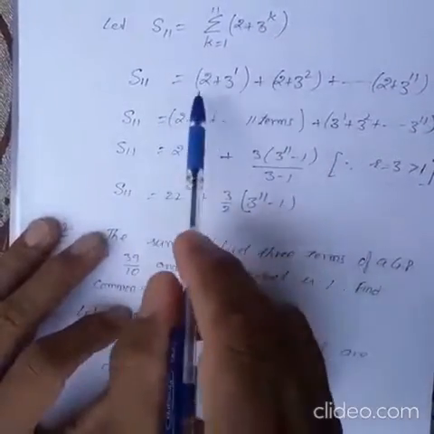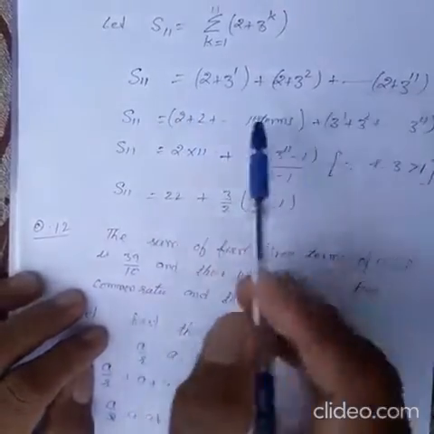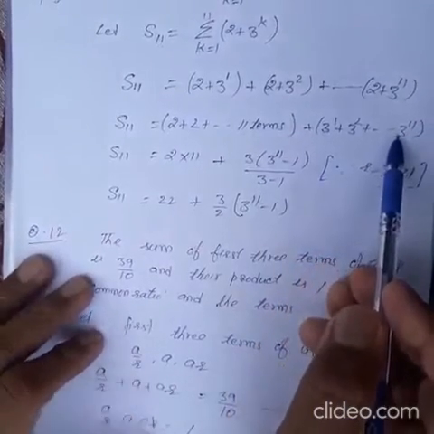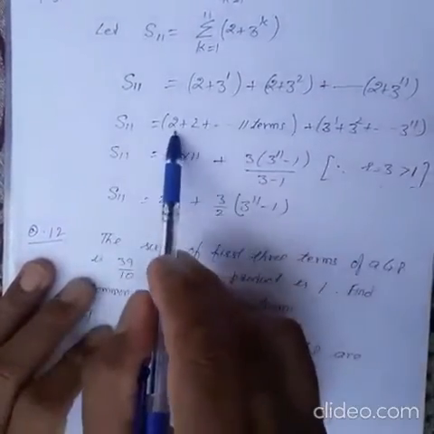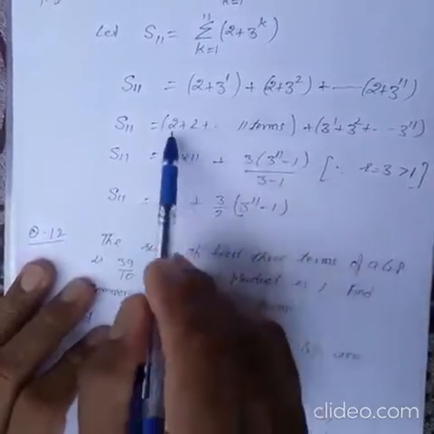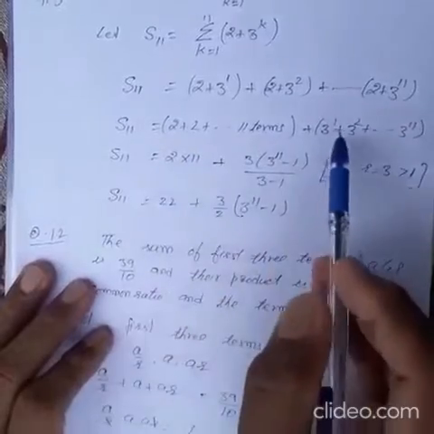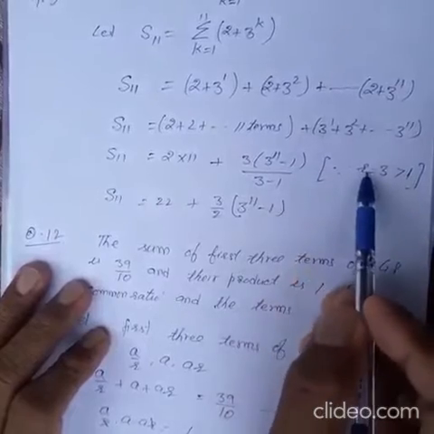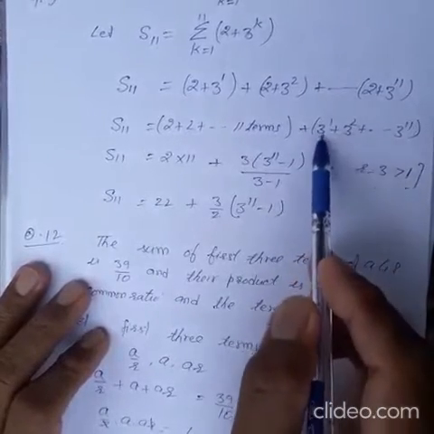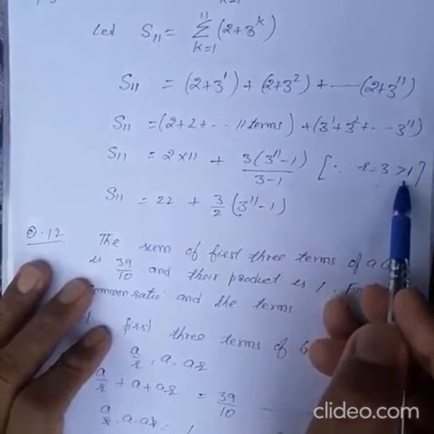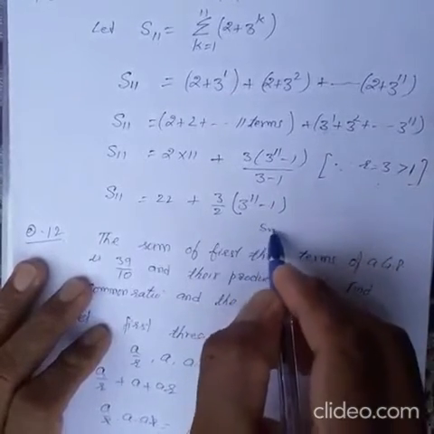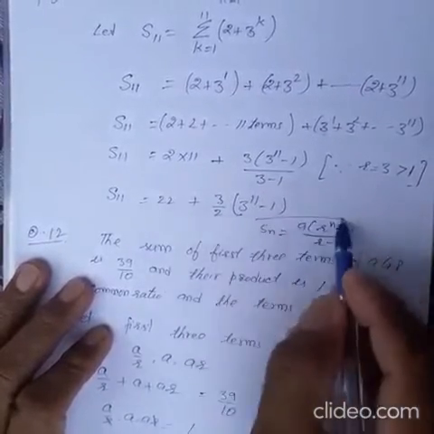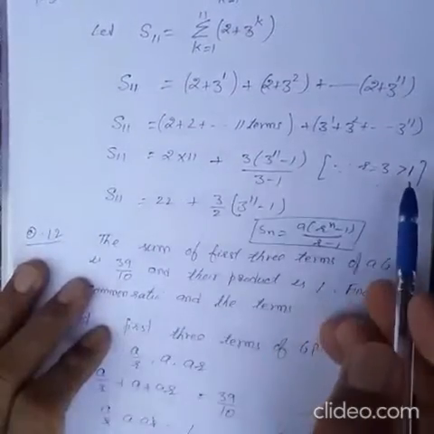Now write separately the similar terms, 2 plus 2, 11 times. Write down the remaining terms, 3 raised to the power 1 plus 3 raised to the power 2 up to 3 raised to the power 11. Now we can find the sum of these terms. Because 2 plus 2 is repeated addition, it is 2 into 11. Now this is a GP having first term 3 and common ratio R equal to 3, second term upon first term. The common ratio R is greater than 1, so we will use the formula Sn is equal to A into R raised to the power n minus 1 upon R minus 1.